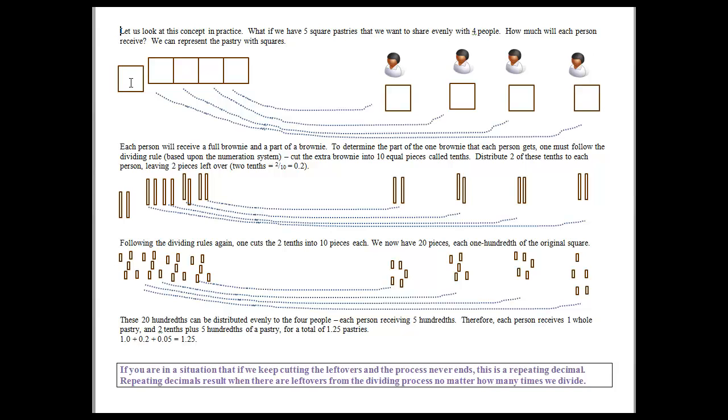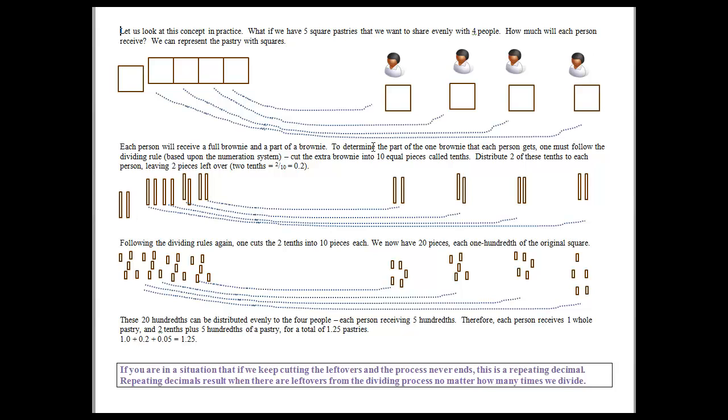So to follow our dividing rules, based upon our numeration system, we need to cut this brownie into 10 equal pieces, and we're going to call those tenths. So now we've got that one whole broken into 10 pieces, and these now are tenths. Remember, there's a total of 10 pieces, and one of them will represent 1/10. So now we have 4 people. We can distribute 2 of these tenths to each person. So each person is going to get 2 tenths, and that's going to leave us with 2 tenths left.